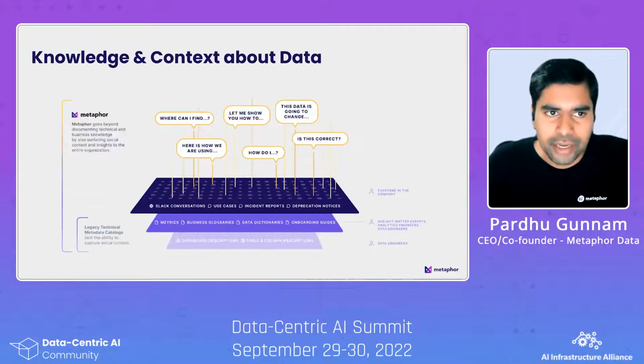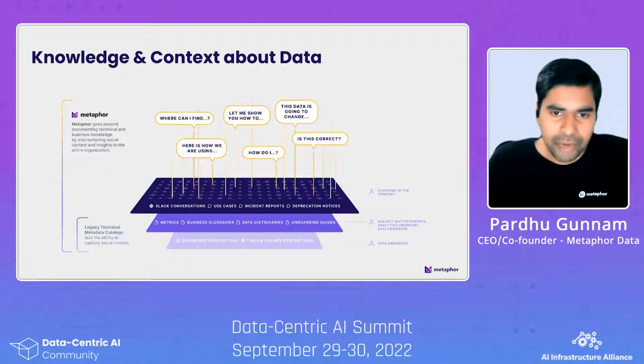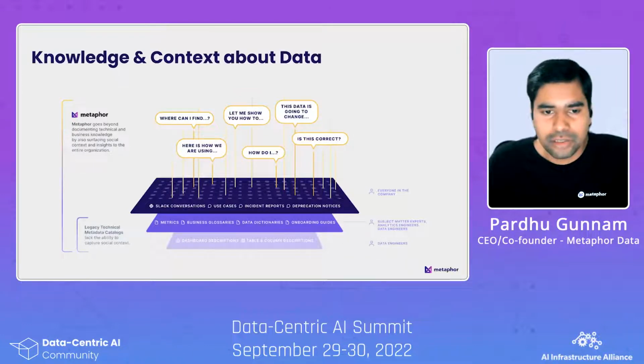So how did we do this? What we usually call knowledge and complete context of data. Most of the technical catalogs in the past have looked at what the dashboards are, what the metrics are, or what the business glossary terms are, and connected these things together. But we went a few steps ahead and also looked at the biggest missing piece, which is the social and the behavioral context.